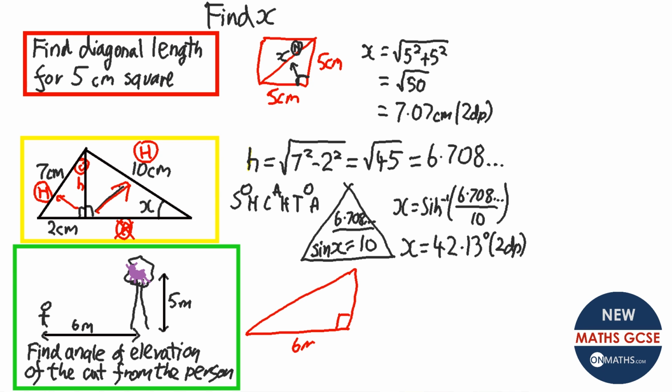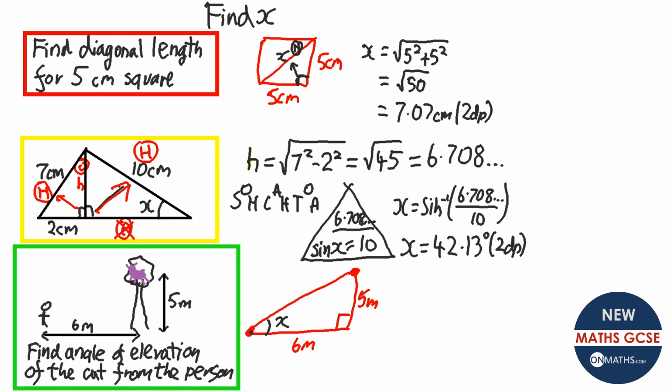We've got 6 meters here and 5 meters here, and the person's down here, and the cat, the poorly drawn cat, is up here. Okay, now it says find angle of elevation of the cat from the person. Now angle of elevation is basically you look horizontal, always horizontal, and it's how far up you have to go. So the person here is looking horizontal and they're going that much up.